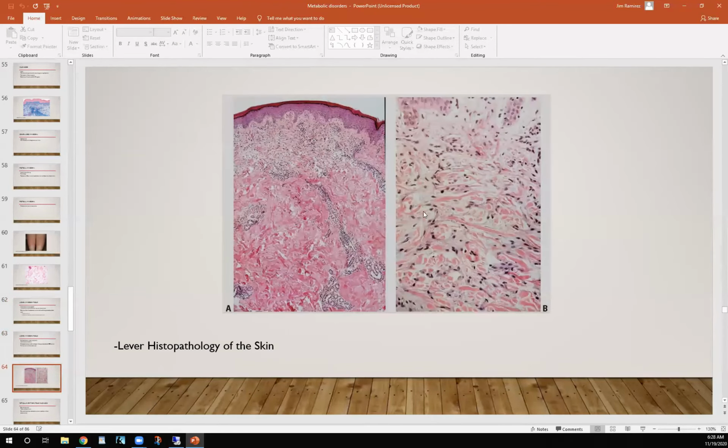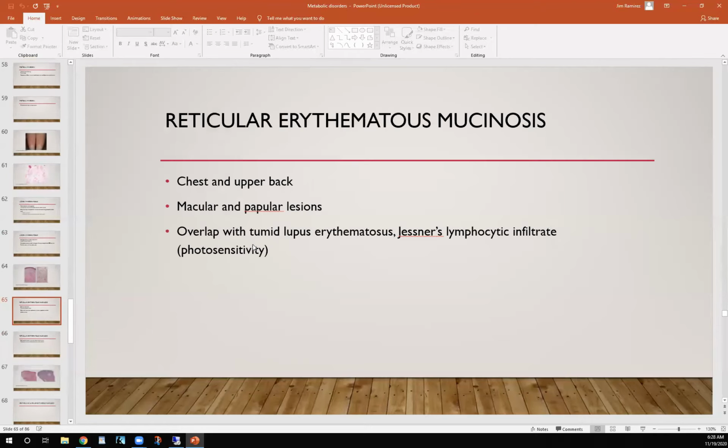So this is what I'm talking about. You get more of this patchy distribution of mucin, a little bit higher up in the dermis here. And you have mucin here, but you also have this sort of spindle cell fibroblastic proliferation. So it's kind of a double whammy in this case. So another condition I'll mention is reticular erythematous mucinosis.